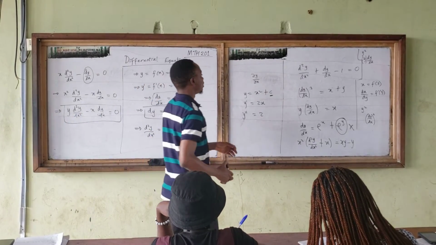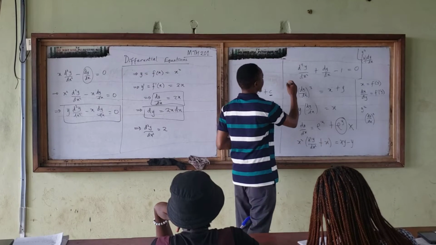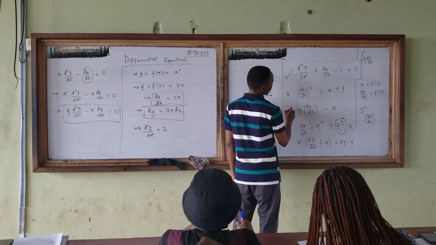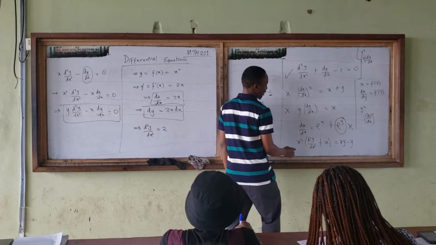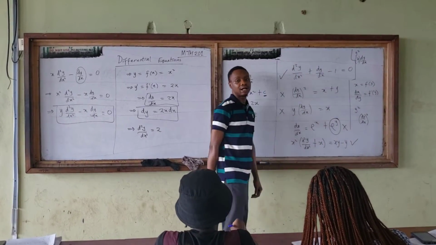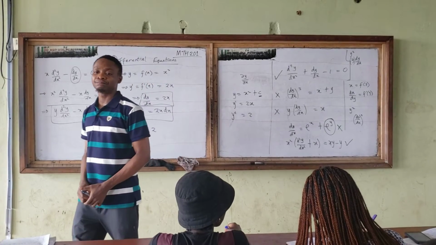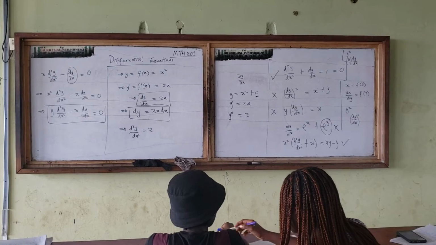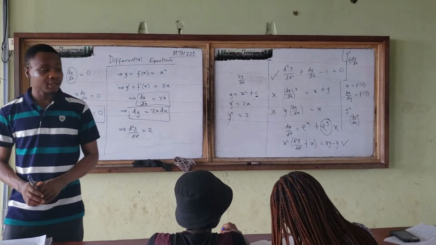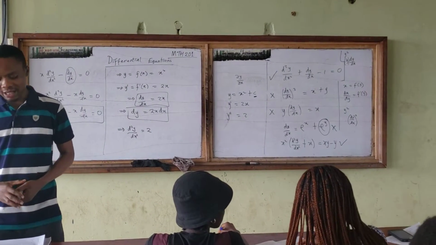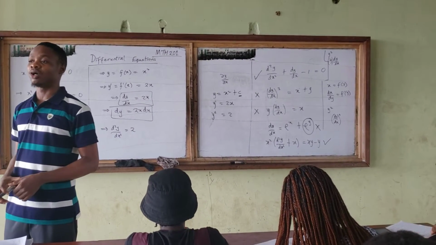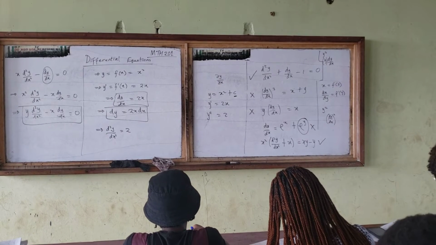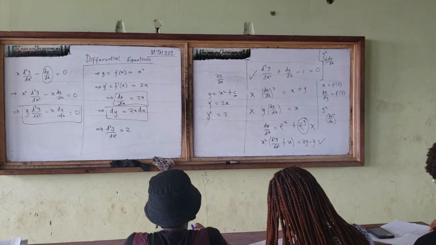Alright, so those are the linear equations. This is linear, this is not linear, this is not linear, this is not linear, and this is linear. Is that clear? Then the question asks that if it is linear, determine if it is homogeneous or non-homogeneous.